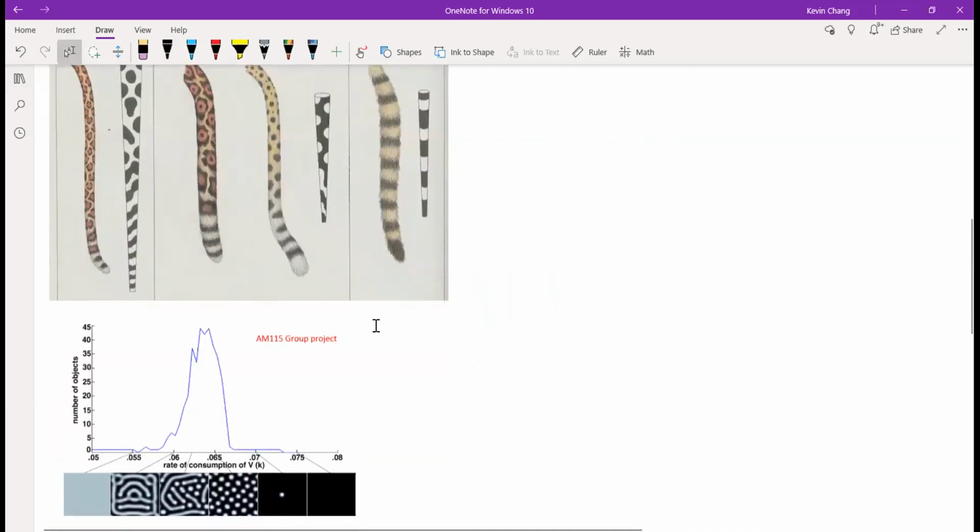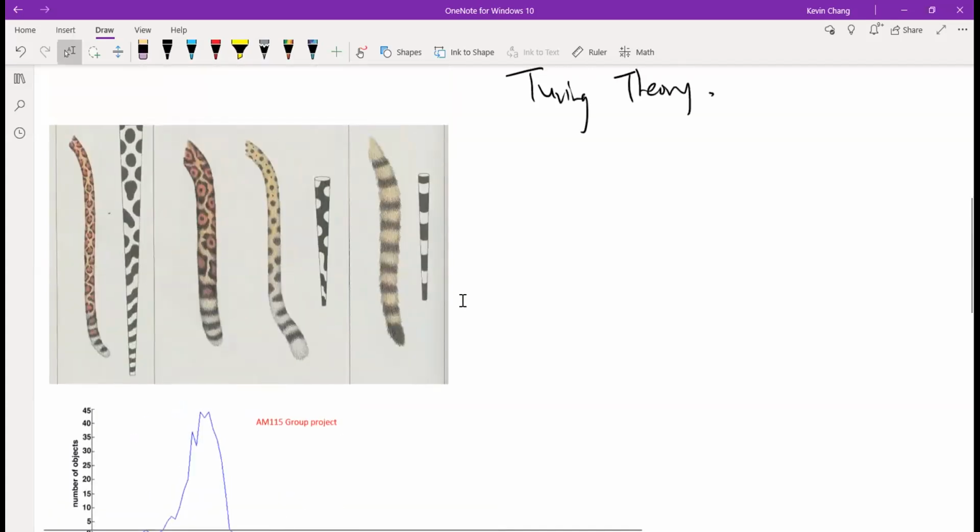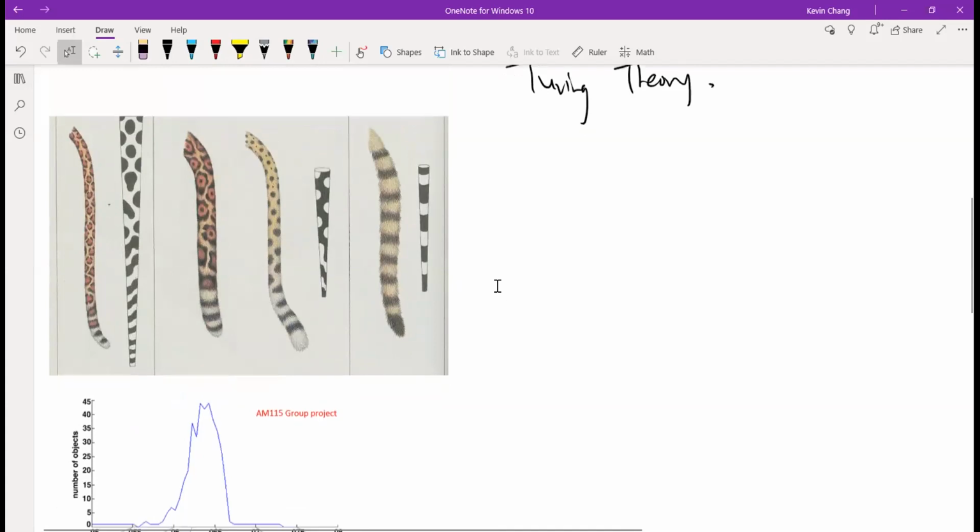So you can see that some people did a project here on how diffusion is working for these things. You see these are patterns produced via certain interactions. That's one example of how we can use stochastic models of diffusion to approach these different kinds of questions.